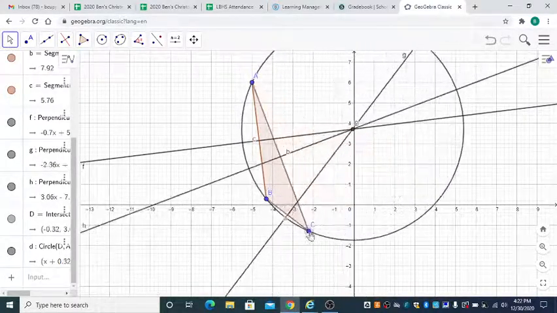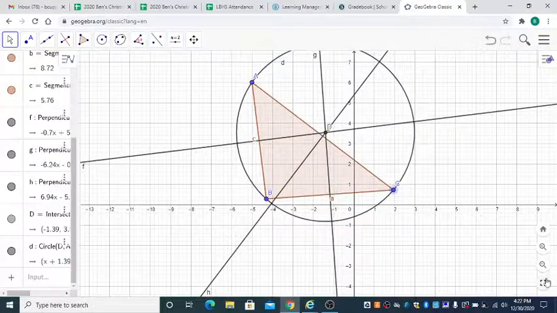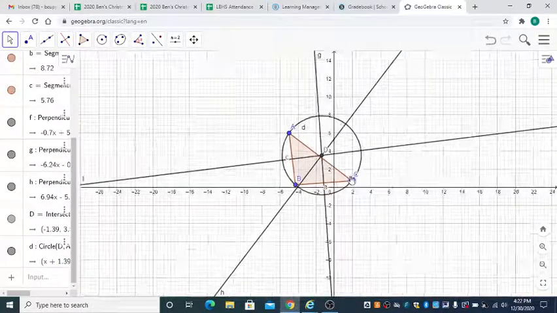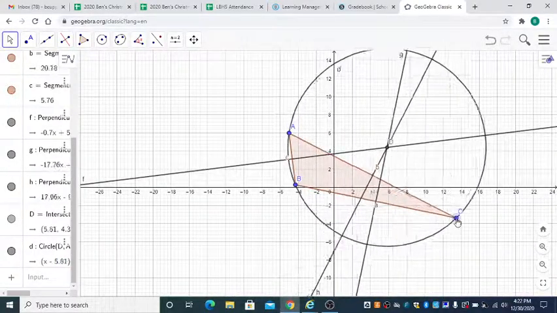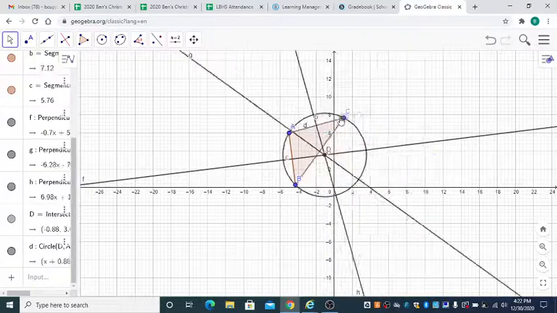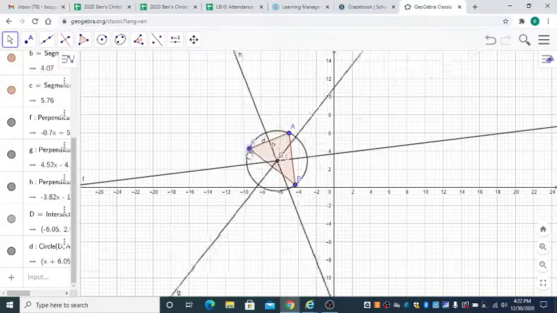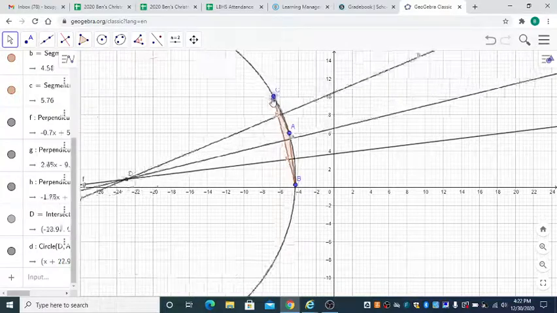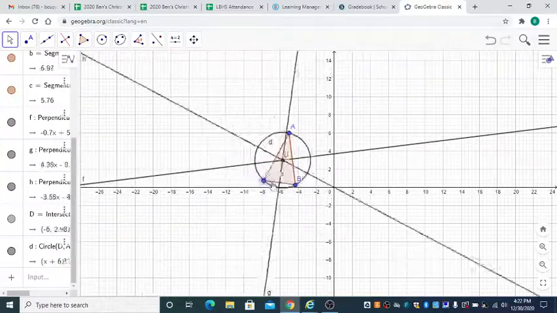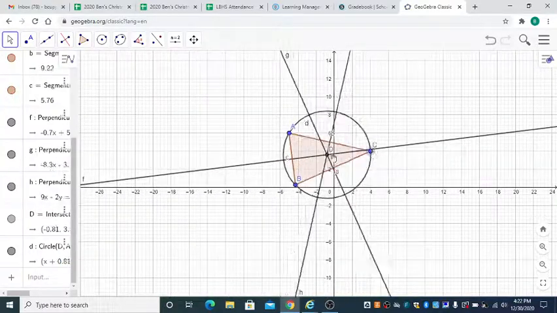The circumcenter is moving in and out. I can make this a little bit smaller. So we can see that moving in and out. Sometimes it's inside the circle, sometimes it's outside, whoop, and sometimes I can go on the other side. But again, this is called the circumcenter.